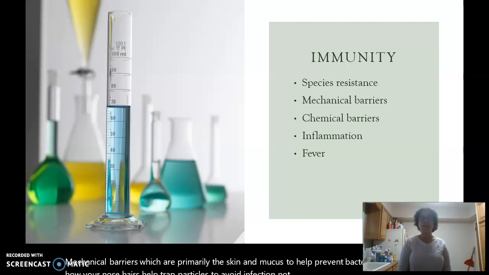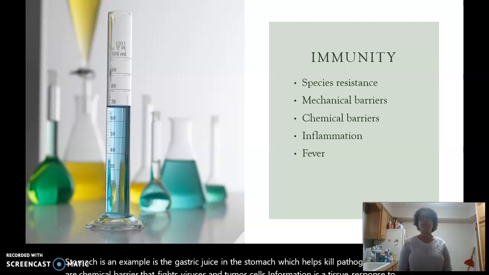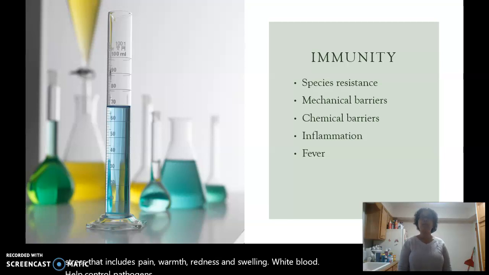Not only are there mechanical barriers, but there are chemical barriers too. An example is the gastric juice in the stomach, which helps kill pathogens. Interferons are a chemical barrier that fights viruses and tumor cells. Inflammation is a tissue response to stress that includes pain, warmth, redness, and swelling. White blood cells help control pathogens, and once the infection is controlled, it leads to inflammation. A fever is another type of way the immune system helps to fight off infection.